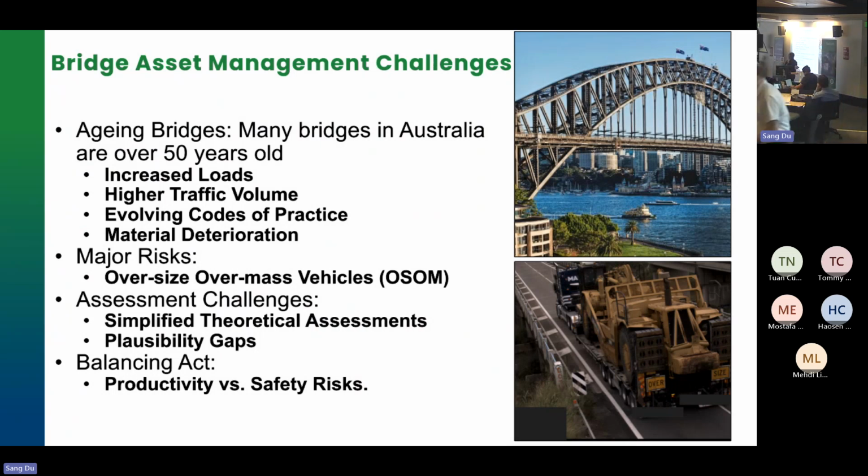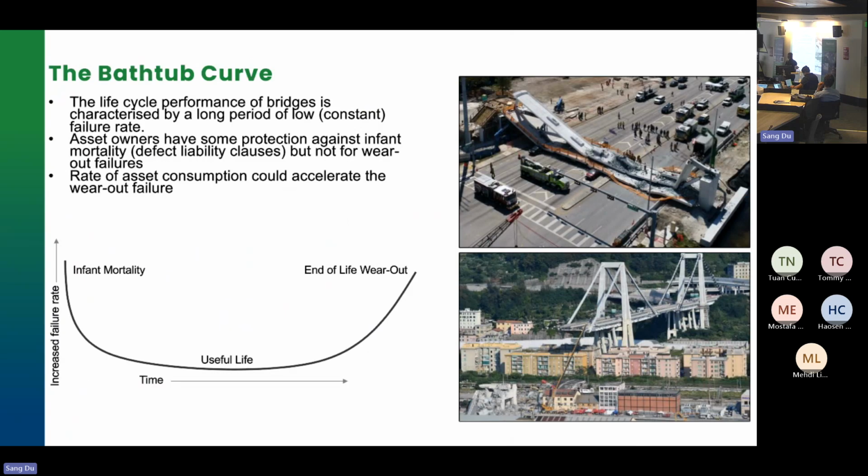But the approach that we generally use is traditional, very simplistic methods to analyze those structures, and oftentimes we see load rating assessments saying that the load rating factor is 0.2, 0.3. Even the last one we saw was 0.08, and this bridge is still standing, with no visible signs of distress. But where's the cliff? That's the concern, and it's all about trying to close that plausibility gap, as well as balancing productivity versus safety risks.